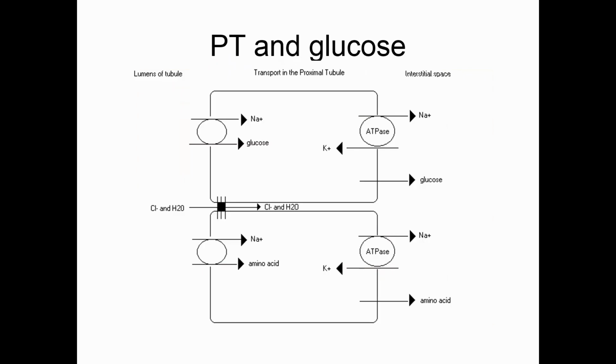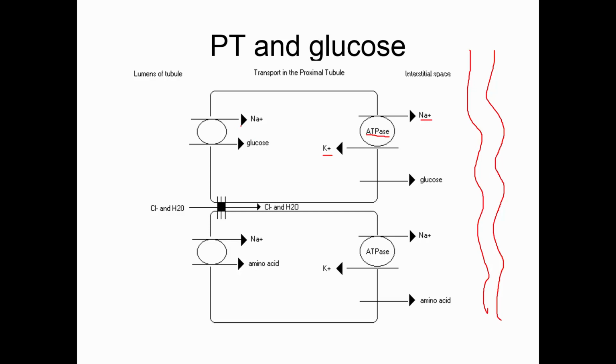So here's some more fun pictures. Here we are. Here's the basolateral side of the cell, and what I don't have drawn in my picture is a little old capillary. So here's a peritubular capillary out in the interstitium. We are using ATP to pump out a sodium ion and to pump in a potassium ion. This creates a sodium gradient.